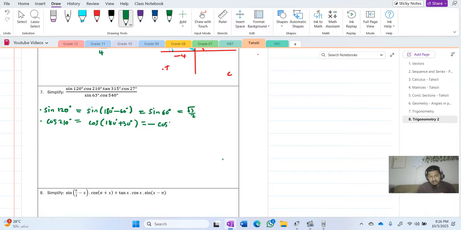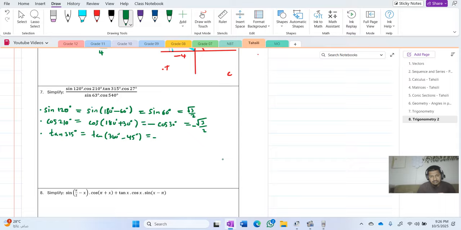Now we're simplifying the next one, tan 315. Tan 315 is basically equal to tan of 360 minus 45 degrees, right? That's how you get 315, which is in the fourth quadrant, and tan is negative, so we're getting negative tan 45, and we know tan of 45 is 1, so negative 1.